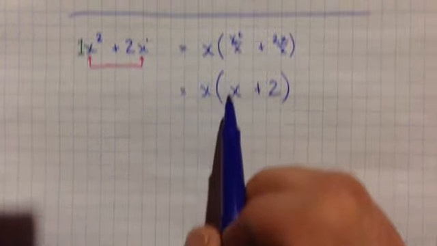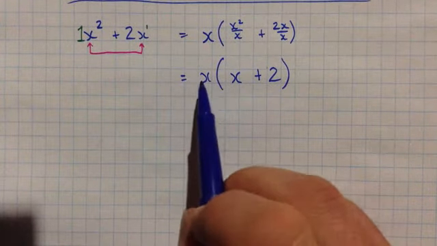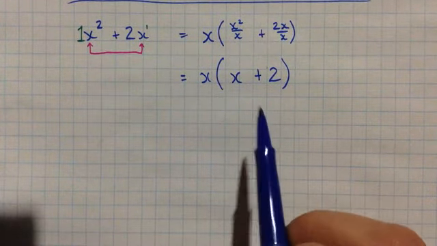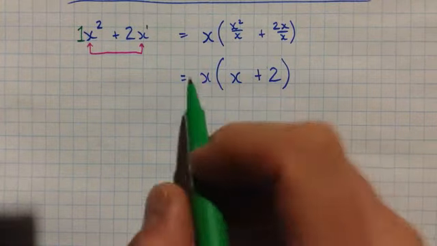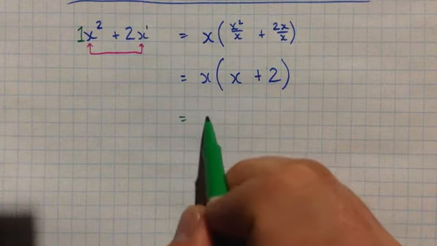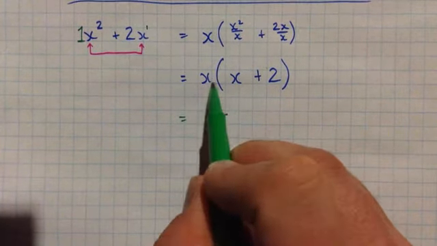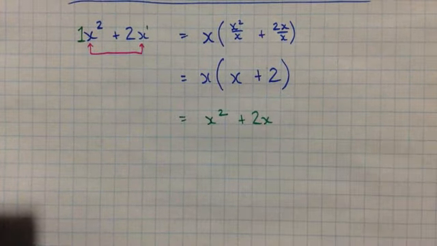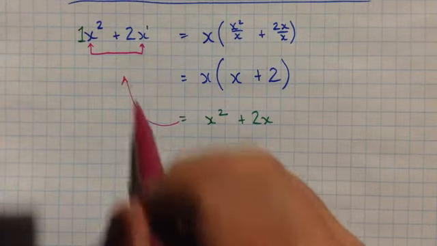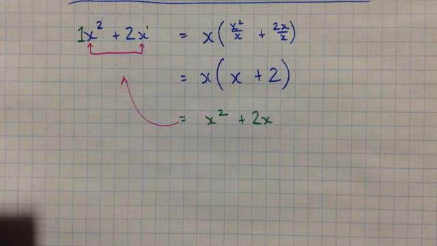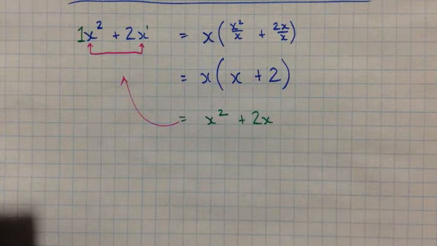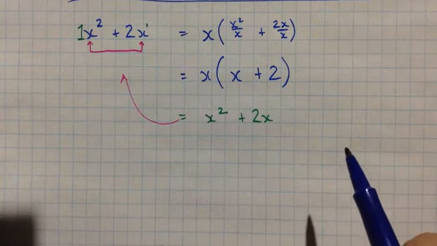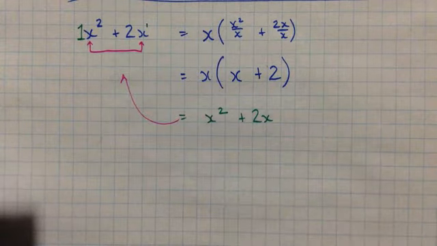Okay, so now just to double check this, let's go through the distributive property again to multiply this back out, as a self-check. x times x is x squared. x times 2 is 2x. And you can see, looking back up here, that's what we started with, x squared plus 2x. So we've done this right, and that's a way that you can check your work afterwards. Just expand it out and make sure you get the right thing. Okay, so that works pretty well.